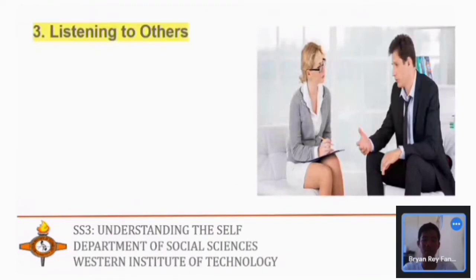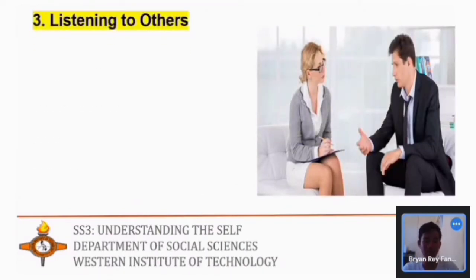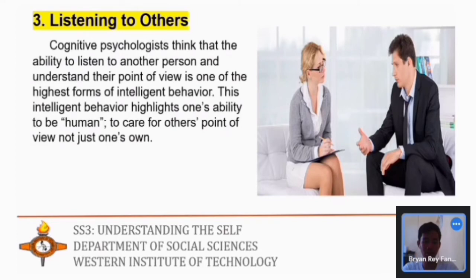Number 3, listening to others. Cognitive psychologists think that the ability to listen to another person and understand their point of view is one of the highest forms of intelligent behavior. This intelligent behavior highlights one's ability to be human, to care for others' point of view, not just one's own. For example, before agreeing on the theme for the upcoming event the club is organizing, you as a leader listen to all suggestions of the team.